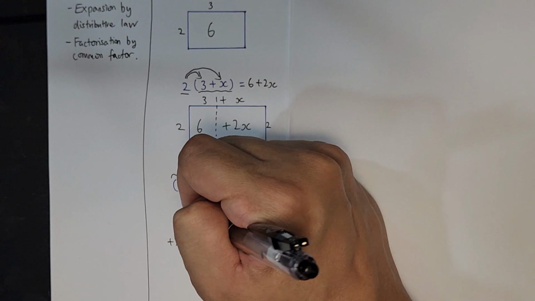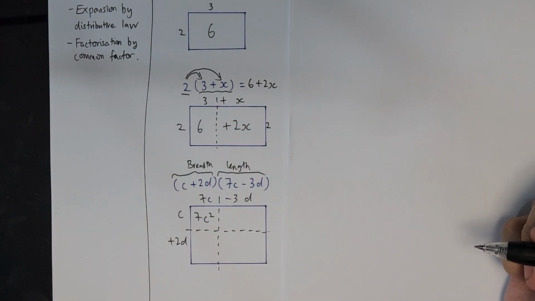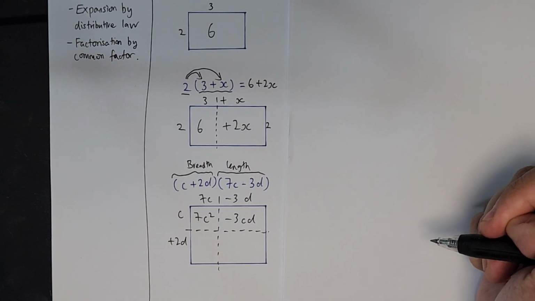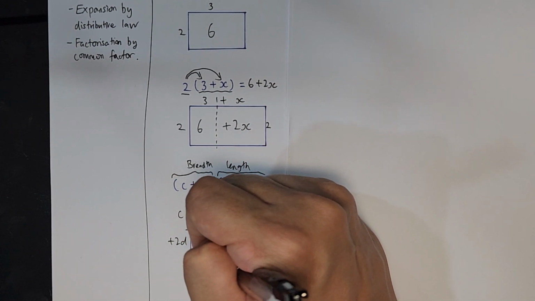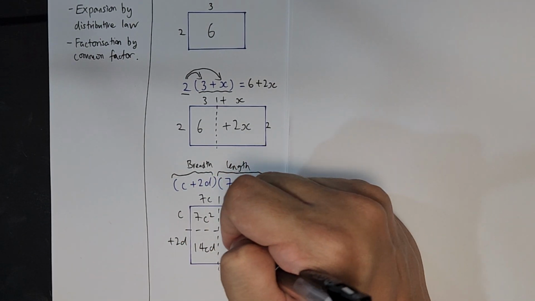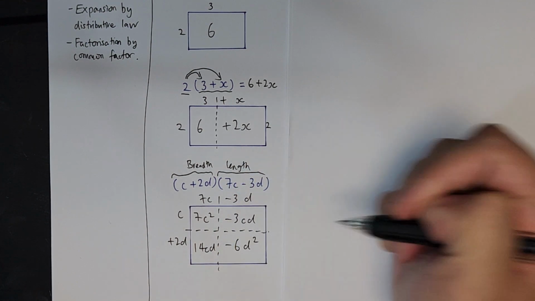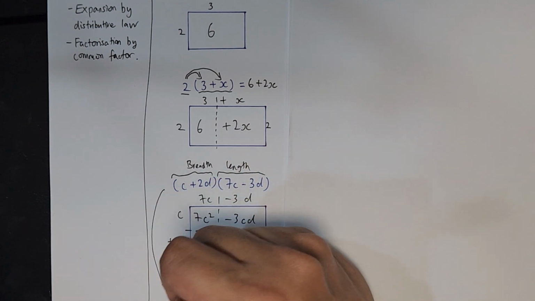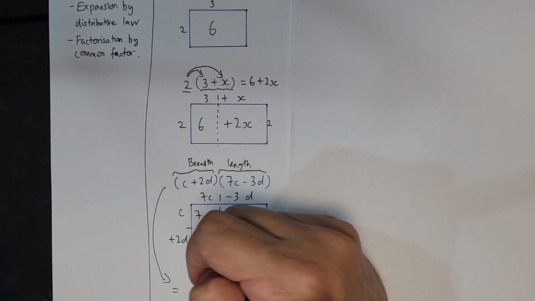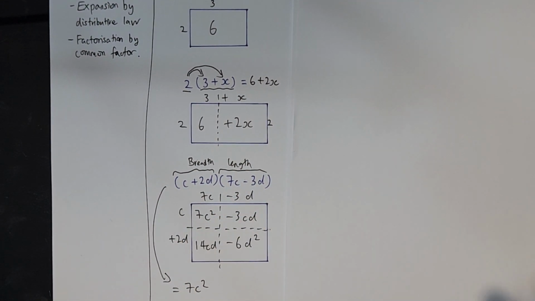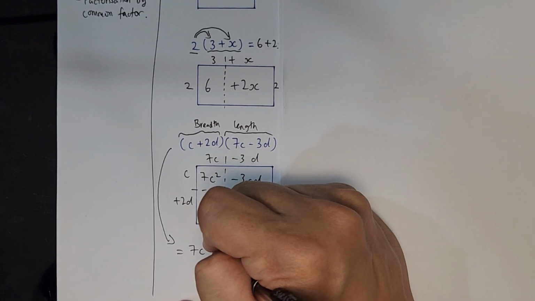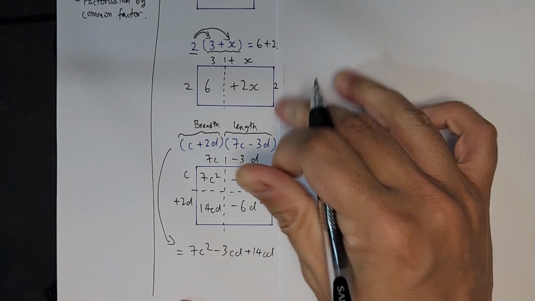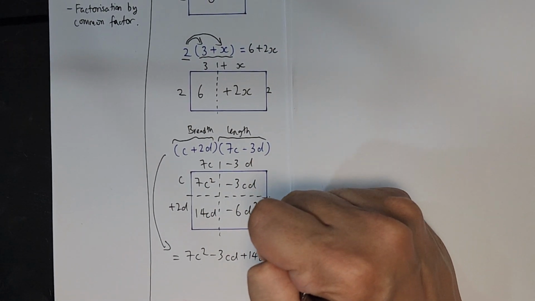This one will be 7c squared. This will be negative 3cd, 14cd, negative 6d squared. So now, my answer: just write out the 4 areas first, 7c squared minus 3cd plus 14cd, and minus 6d squared.